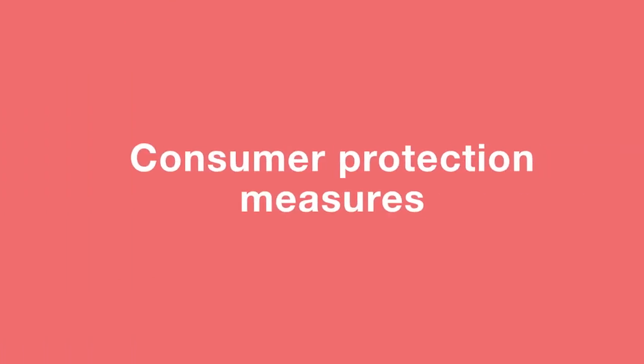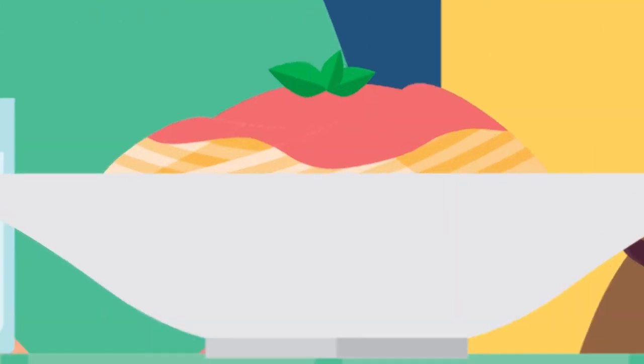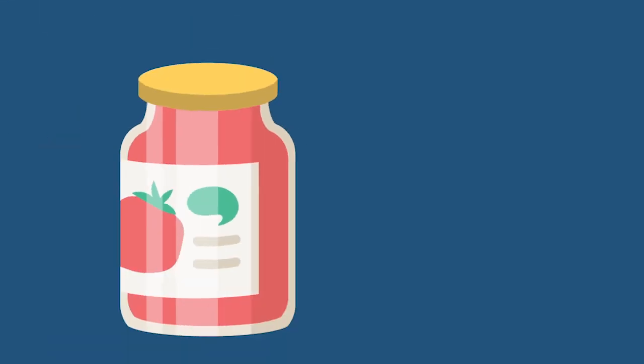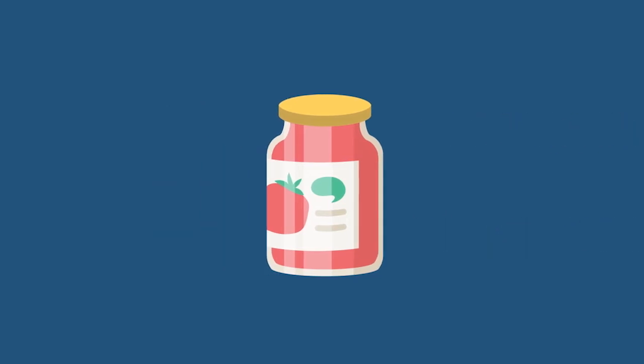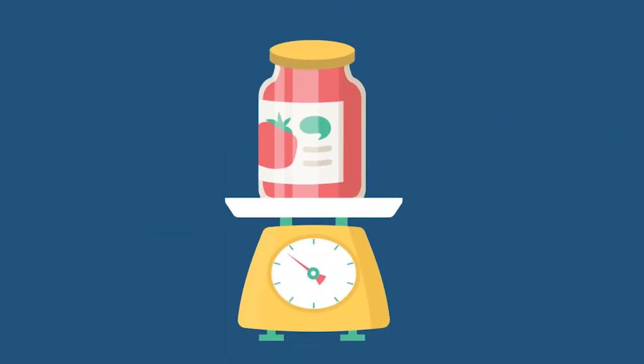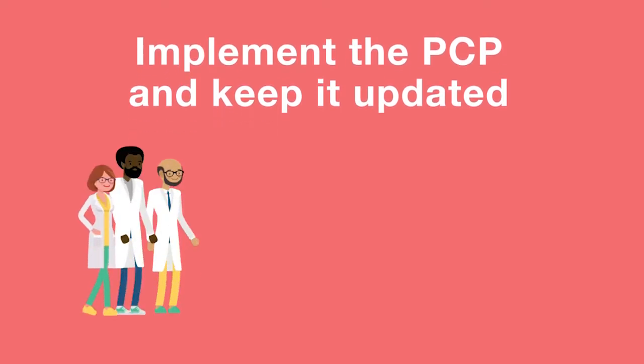In addition to making sure her product is safe, Anna's plan will also need to describe how she will make sure she is meeting consumer protection requirements for things like labeling and net quantity. For example, Anna weighs a jar from every batch to make sure that the volume declared on the label matches what's in the jar.